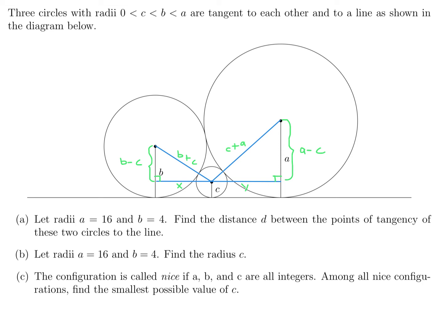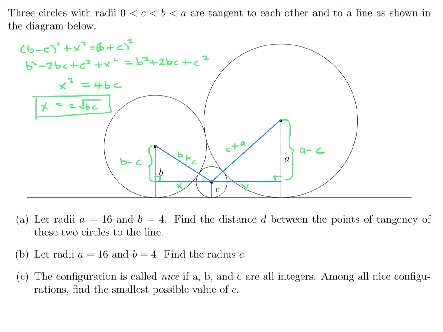Okay, so now let's do the relationships. So from the first one, we have that b minus c squared plus x squared is equal to b plus c squared. So when we expand, we get b squared minus 2bc plus c squared plus x squared is equal to b squared plus 2bc plus c squared. And I think a lot cancels here. The only thing that we're left with is x squared is equal to 4bc, and therefore x is equal to 2 root bc. Okay, that's a pretty good relationship.